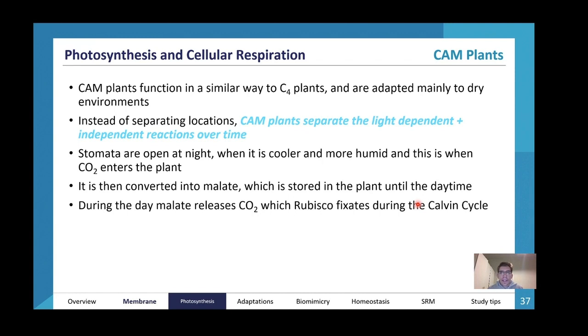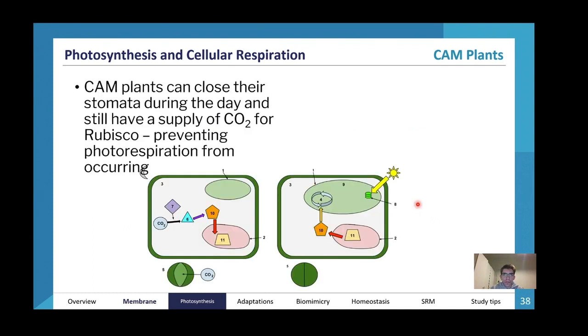Now let's talk about CAM plants. CAM plants function in a similar way to C4 plants and are adapted mainly to dry environments. Instead of separating locations, CAM plants separate the light-dependent and independent reactions over time. Stomata are open at night when it is cooler and more humid, and this is when CO2 enters the plant. It is then converted into malate, which is stored in the plant until the daytime. During the day, malate releases carbon dioxide, which RuBisCO fixates during the Calvin cycle. CAM plants can also close their stomata during the day and still have a supply of carbon dioxide for RuBisCO, preventing photorespiration from occurring.